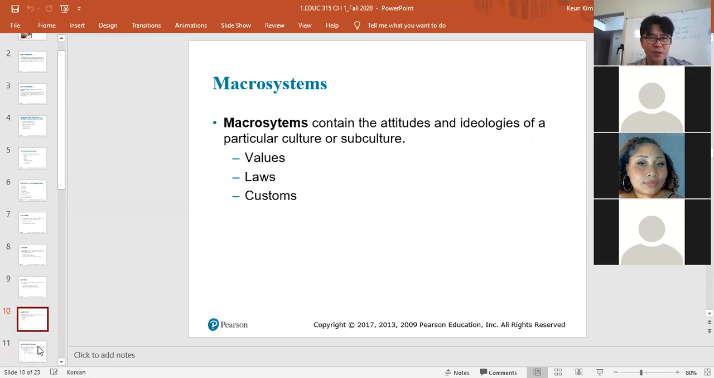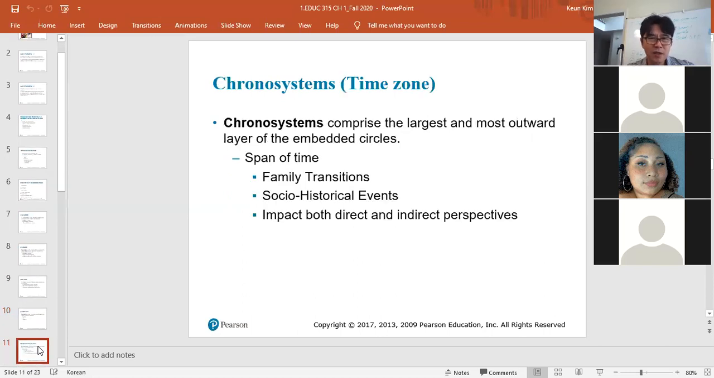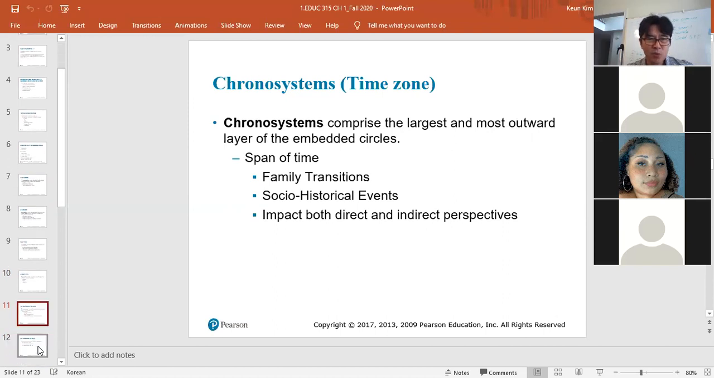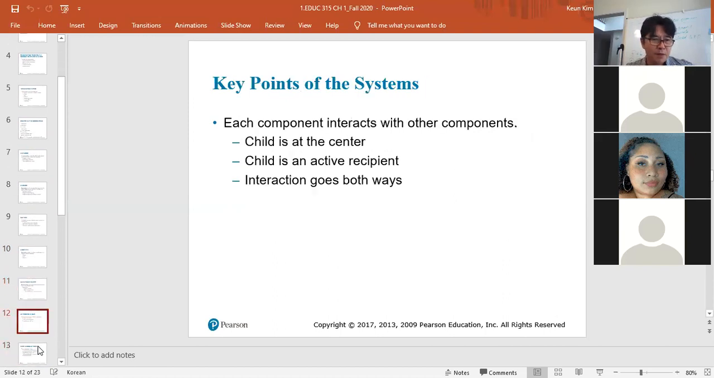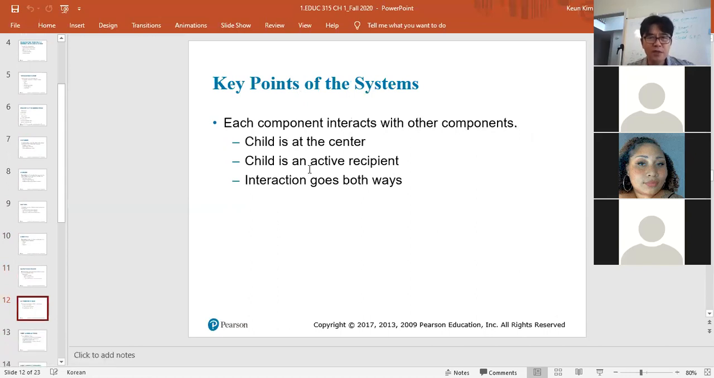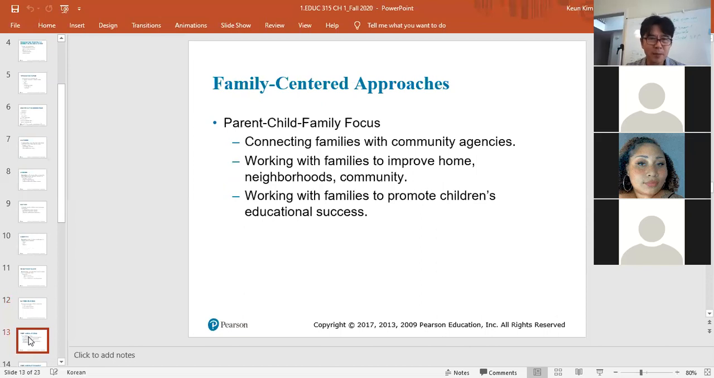So it is based on the time zone and the chronosystem. So it is a part of chapter 1. There are 3 key points. The child is at the center, and the child is an active recipient, and interaction goes both ways. So it is a mutual and reciprocal mechanism.